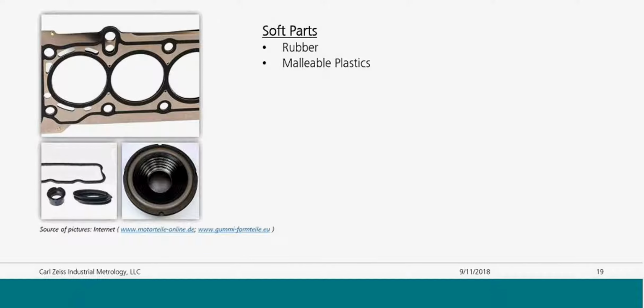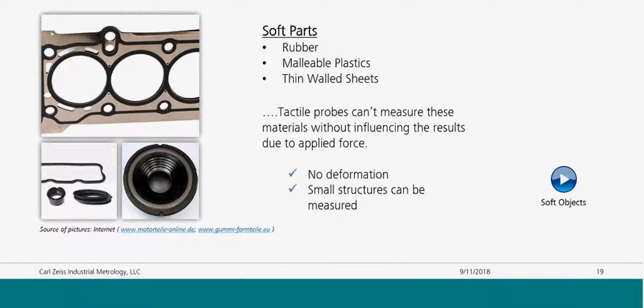So, like I said, soft parts. This is the big area where a white light sensor like this really takes off, because with traditional scanning methods, if you have a part that's deforming while you're touching it with a tactile probe, well, that's no good. You're going to be altering your measured results in those cases. However, with a white light sensor like this, it's just a beam of light. There's no force exerted on the part, so you can measure soft parts like rubber, malleable plastics, thin-walled sheets, no problem with a white light sensor like this.